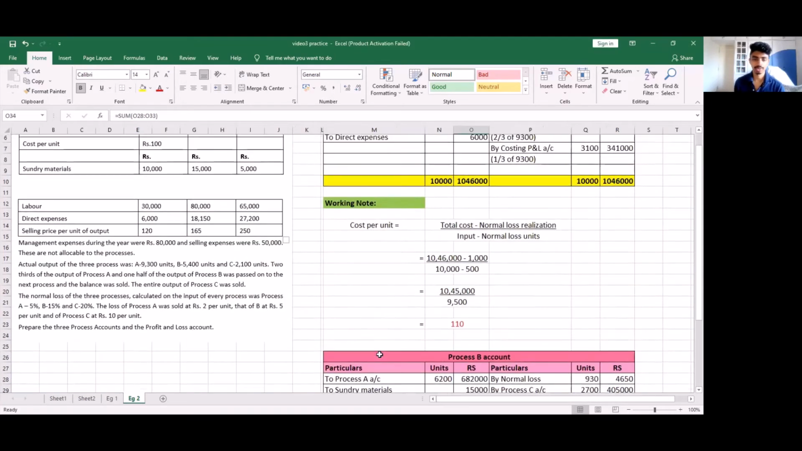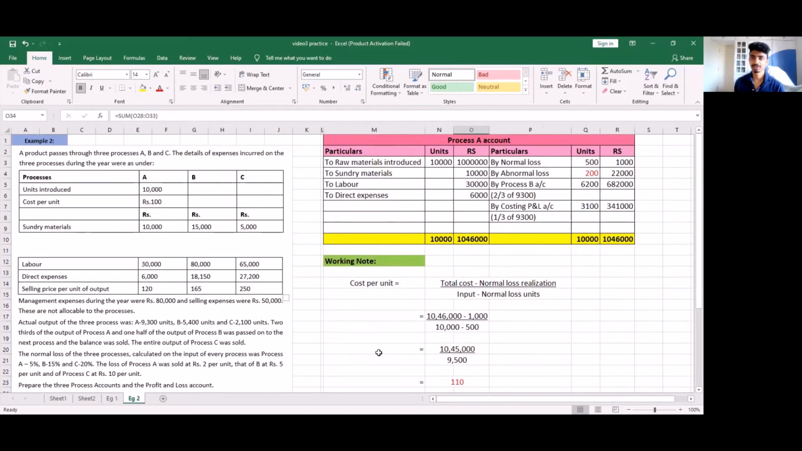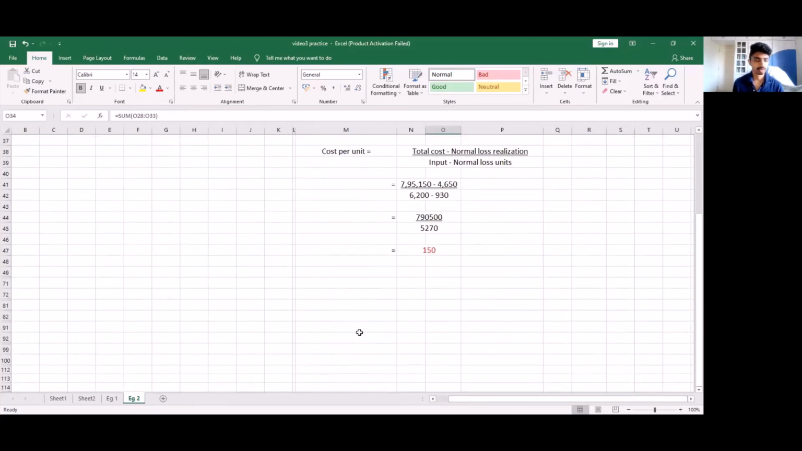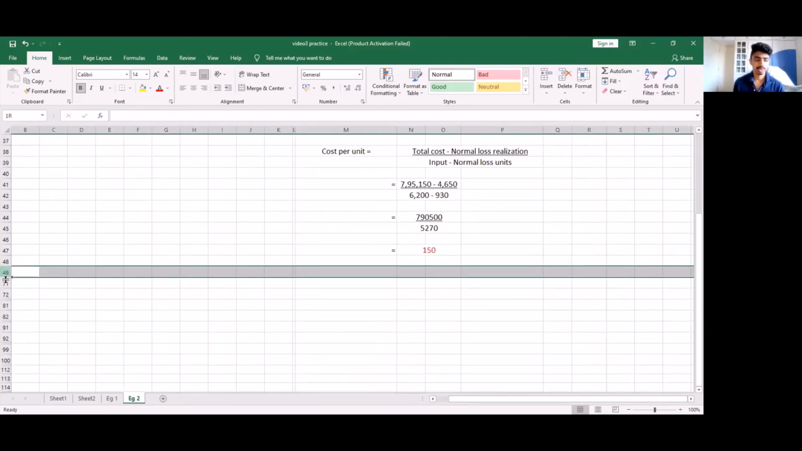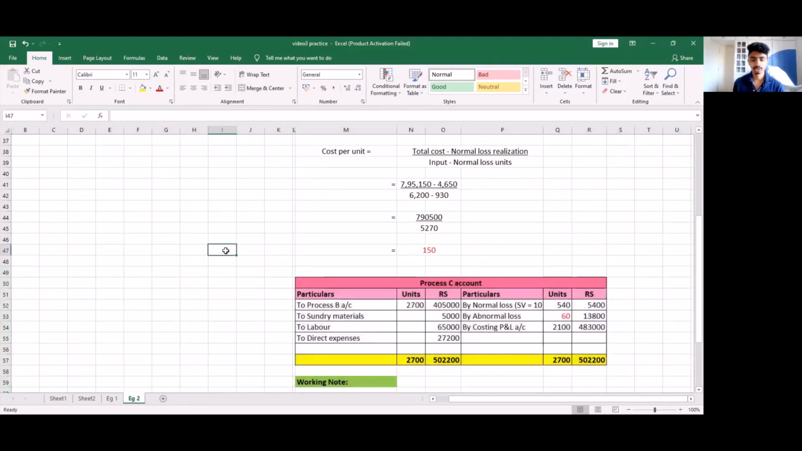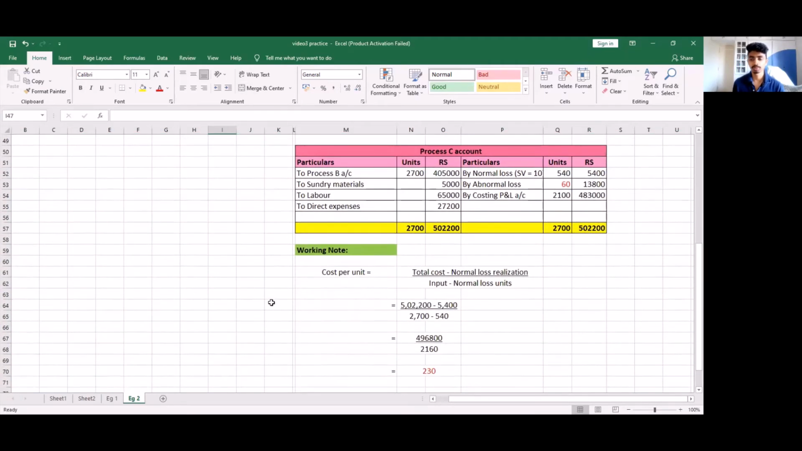So this is our question. You can feel free to pause the video and try process C on your own. I will be showing you the solution in a bit. Now, if you're done with process C, let's take a look if you got it right. And in case you had trouble solving for process C, then I would request you to take a look at my previous video on how to prepare a process account. So this will help you understand all that you need to know in preparing a process account.